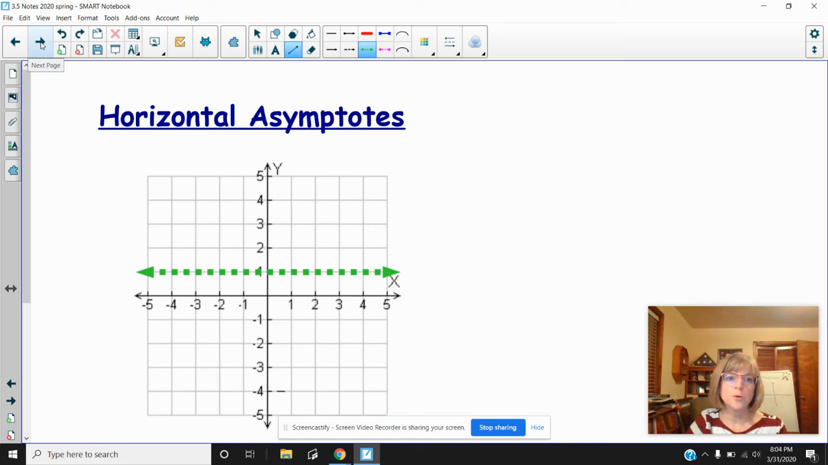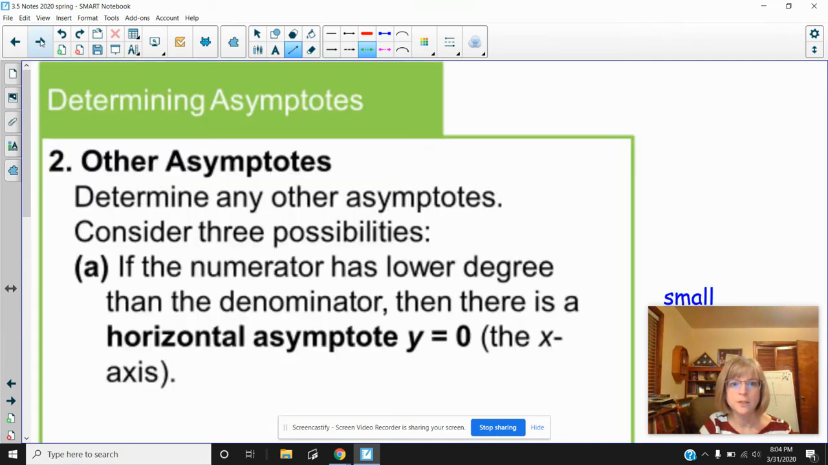Hi, we're going to go over how to find horizontal asymptotes when working with rational functions. So remember that rational functions look like fractions. They have x values in the denominator, and they have vertical asymptotes, which we went over in the previous video. Today we're going to look at how to find these horizontal asymptotes. Now these asymptotes come down to the degree of the numerator compared with the degree of the denominator.